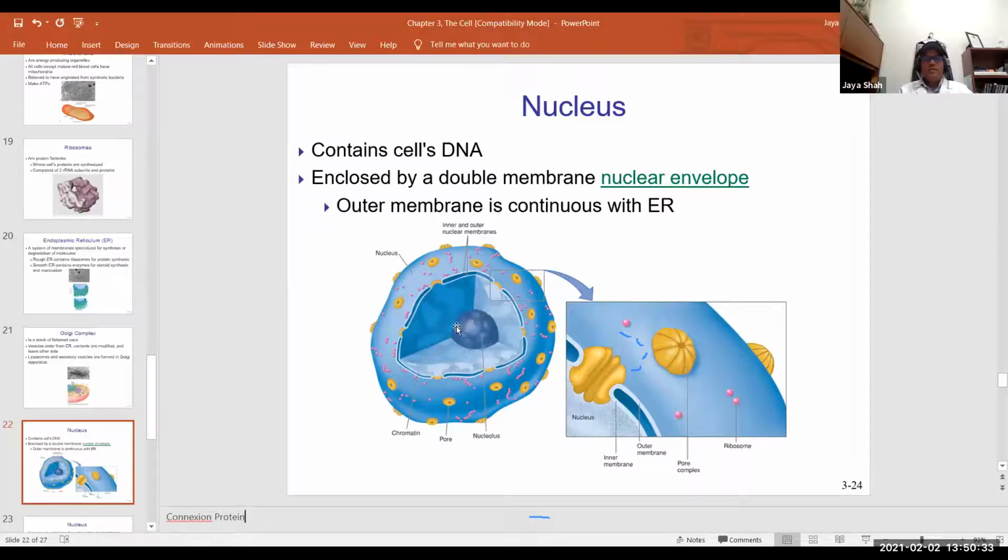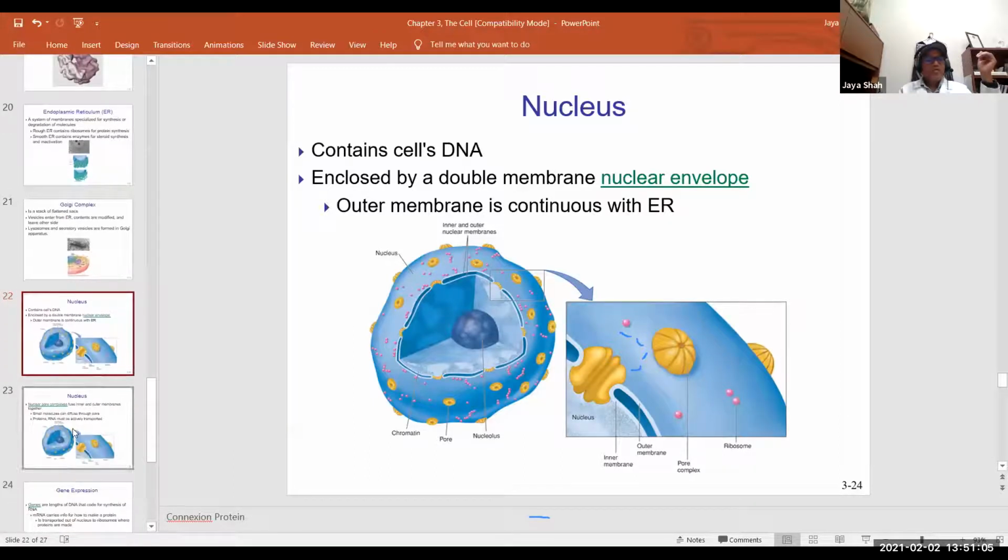In the center of the nucleus, you have a nucleolus. In several locations inside the nucleus, you can see some dark area that is called chromatin. Chromatin is made up of the chromosomes, the DNA, and some histone protein, okay? This dark area, chromatin, contains DNA. So nucleus contains the cell's DNA enclosed by double membrane, we talked about it.